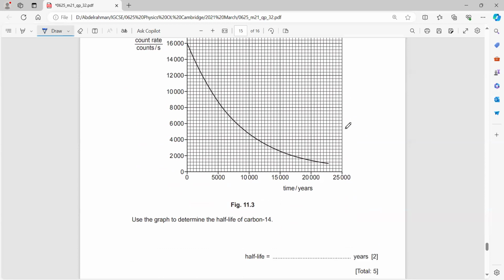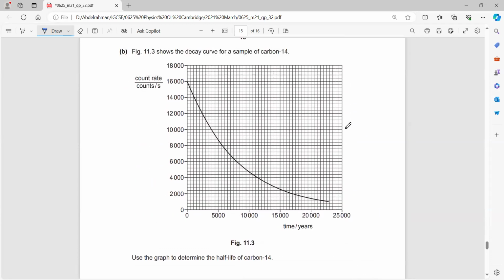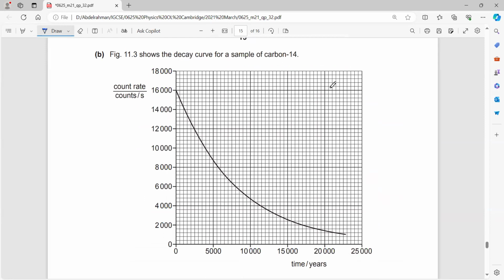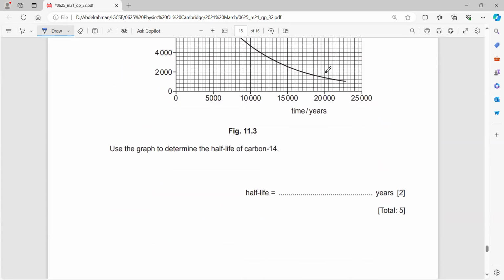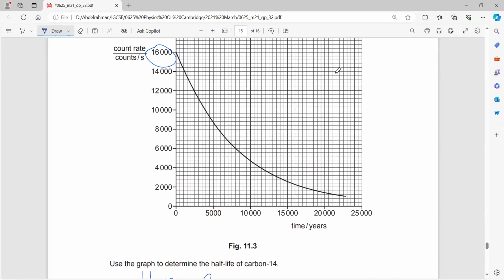Decay curve. Okay, find the half-life. How should I find the half-life? We do 16,000 divided by 2, which gives us 8,000, and we draw a line at 8,000 and see where it goes down to. Okay. 16,000 divided by 2 is 8,000. Whenever we have a curve, we use the first number and we divide it by 2. 16,000 divided by 2 is 8,000.